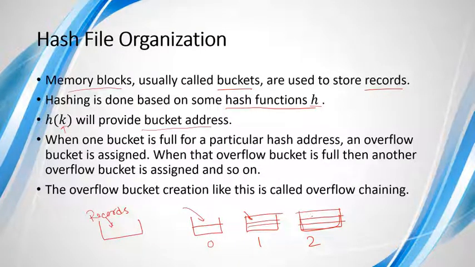Whenever the bucket is filled and again some search key generates bucket number 2, what will happen? How can we store that particular record? For that, in this mechanism, another bucket is provided and this bucket is linked with the first bucket. We call this bucket an overflow bucket.